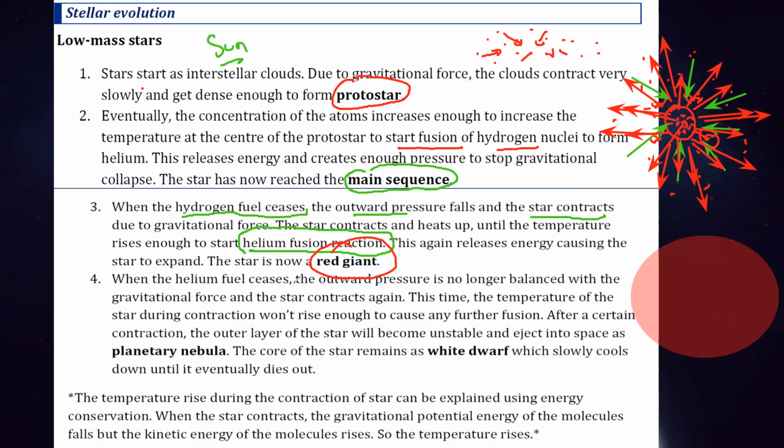When the helium fusion ceases, like when the helium fusion starts to decrease, the outward pressure is no longer balanced with the gravitational force and it will contract again. So there are two ways it will contract. One is when hydrogen fusion decreases, it will contract. The second one, when the helium fusion decreases, it will also contract.